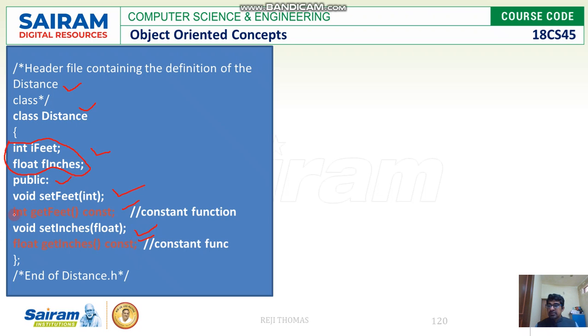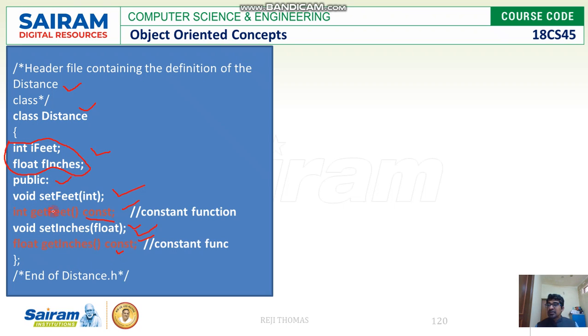And look at this. Look at what is in red color. So this is getFeet. Before it was only getFeet, and now with a suffix const. This is a value addition to this. Look at setInches. There are no changes. And getInches says it is const. So what does it mean?